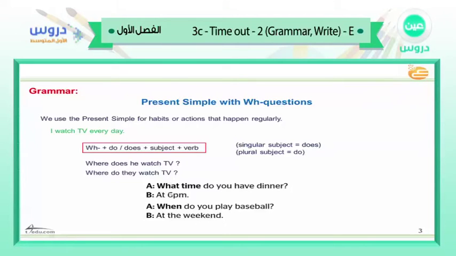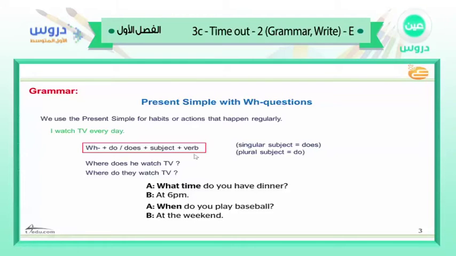Another question. What time do you have dinner? What time, this is WH. Do, can you see it? Because we have you. This is the subject, you. It's just like the plural. You and I, we use them in most of the grammar rules just like the plural. Have dinner. The answer, at 6 p.m. Another question. When do you play baseball? At the weekend.